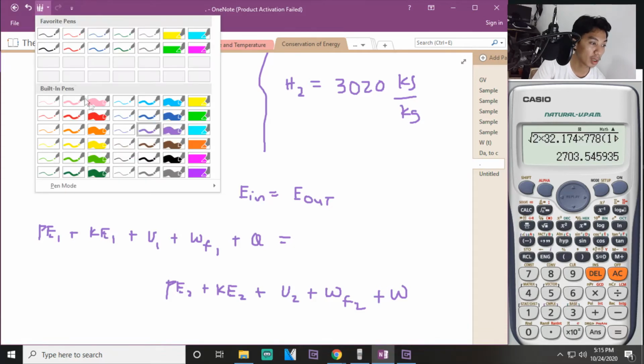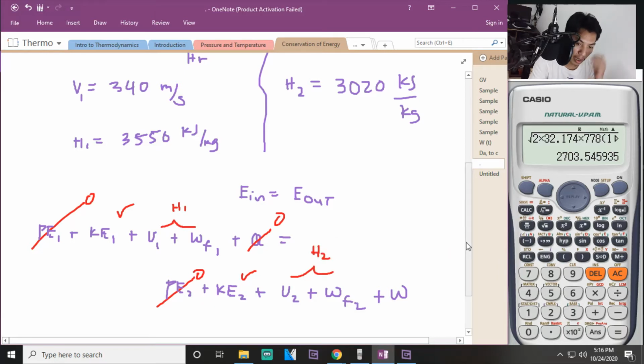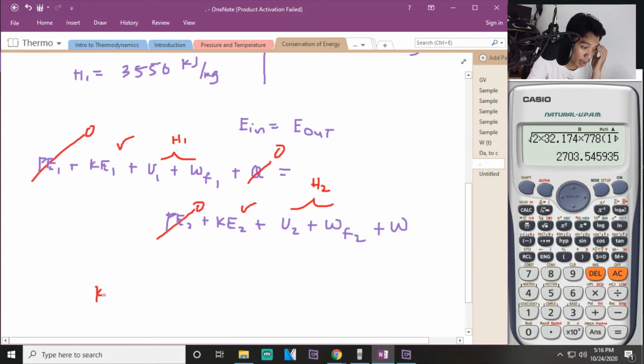Ngayon, cancel out natin yung mga parameters na hindi binigay. So, wala kang PE kasi wala ka naman change in height. Ganun din dito. Itong KE meron ka, KE2 meron ka, heat wala ka. Pero itong dalawang to, ayan, this is enthalpy 1. Itong dalawang to, enthalpy 2. Okay, meron tayo niyan. Ilista ko na. So, KE1 plus H1 equal to KE2 plus H2 plus work.